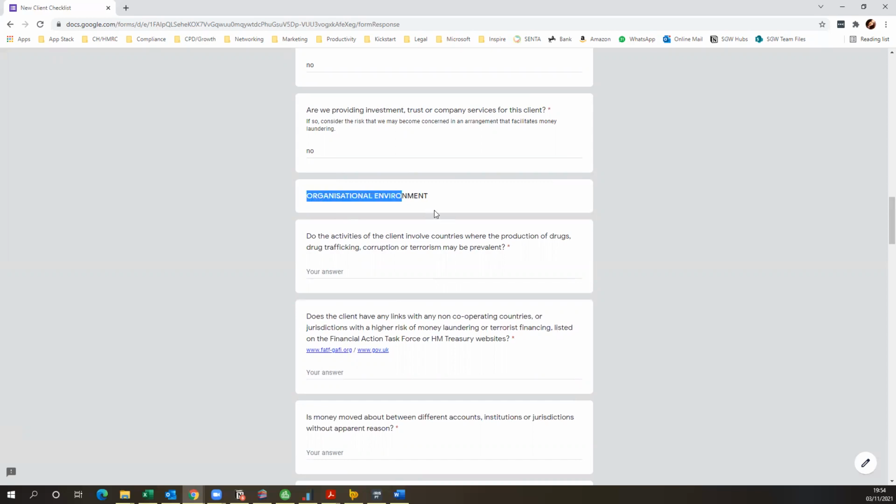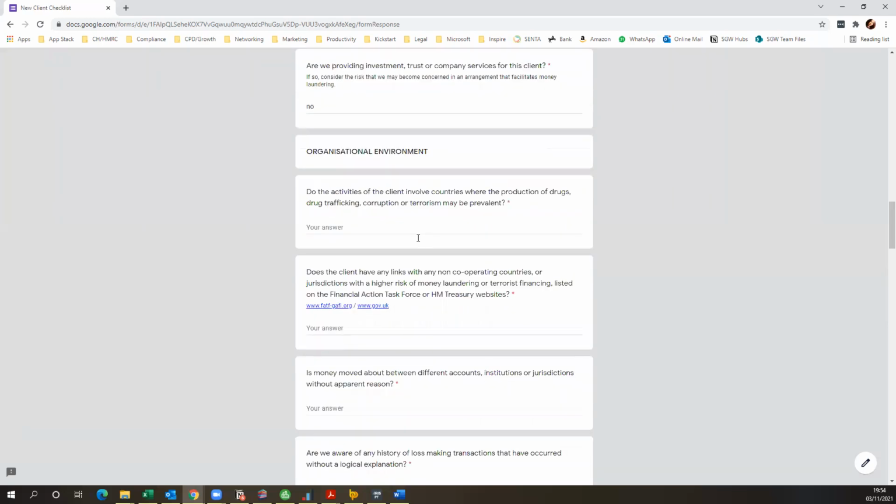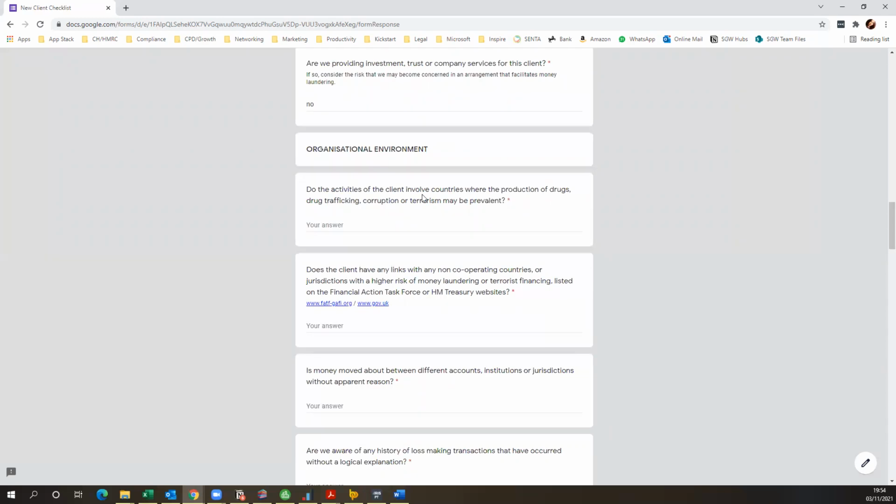Then we go on to the organizational environment of the company. So this is sort of internal controls. What's the company doing internally? Have they got processes and balances and checks in place to make sure that things are correct? So starting off with drugs, do the activities of the client involve countries where the production of drugs, drug trafficking, corruption or terrorism may be prevalent?